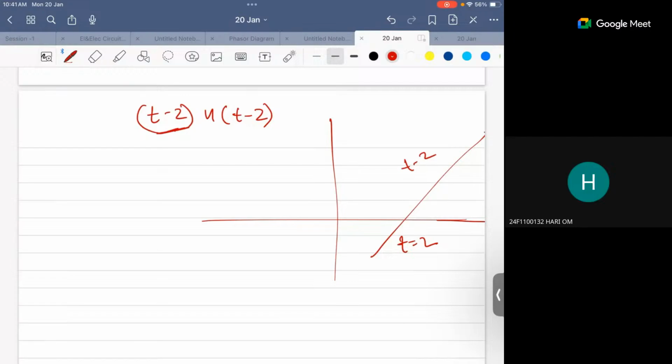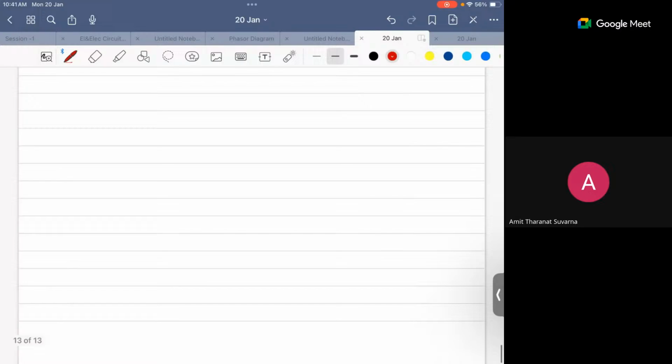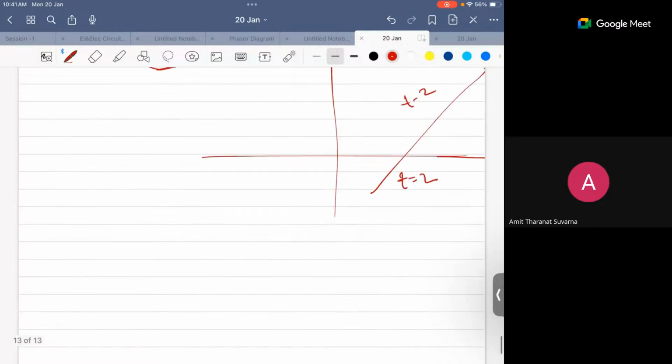Clear? Clear with everyone? Now, I have to draw. Okay.